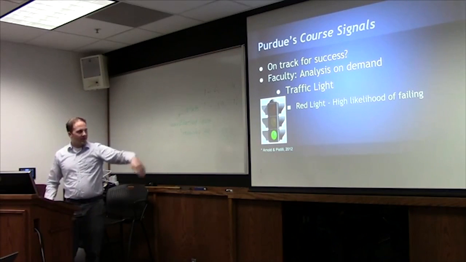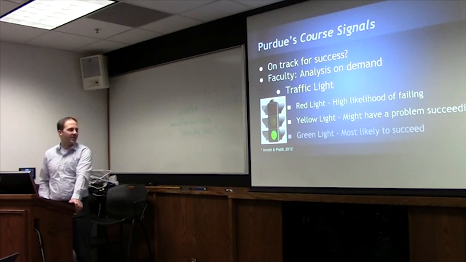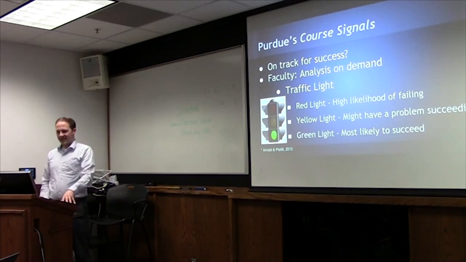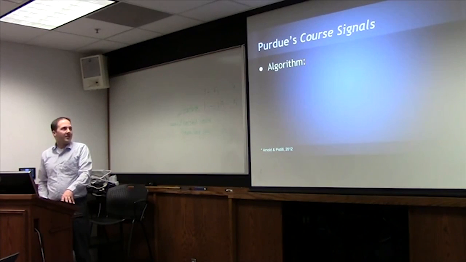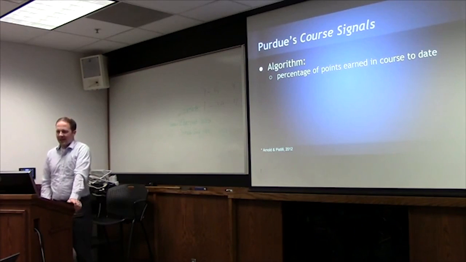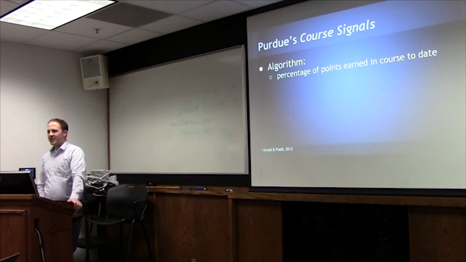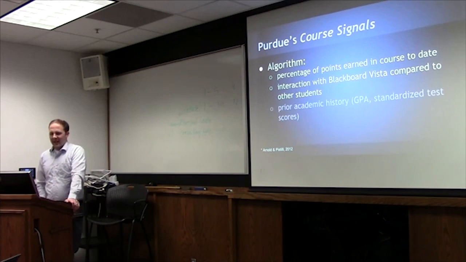Students under the red light have a high likelihood of failing. Those with the yellow light might have a problem succeeding, whereas those with the green light are on track for success. And they're able to do this. They built an algorithm based on a lot of different variables coming from a lot of different data resources. They look at the percentage of points earned in the course to date for just the students in that class. They look at the interaction that's going on in Blackboard Vista compared to other students in that class. So it might be the amount of time they spend on a page or how many clicks.